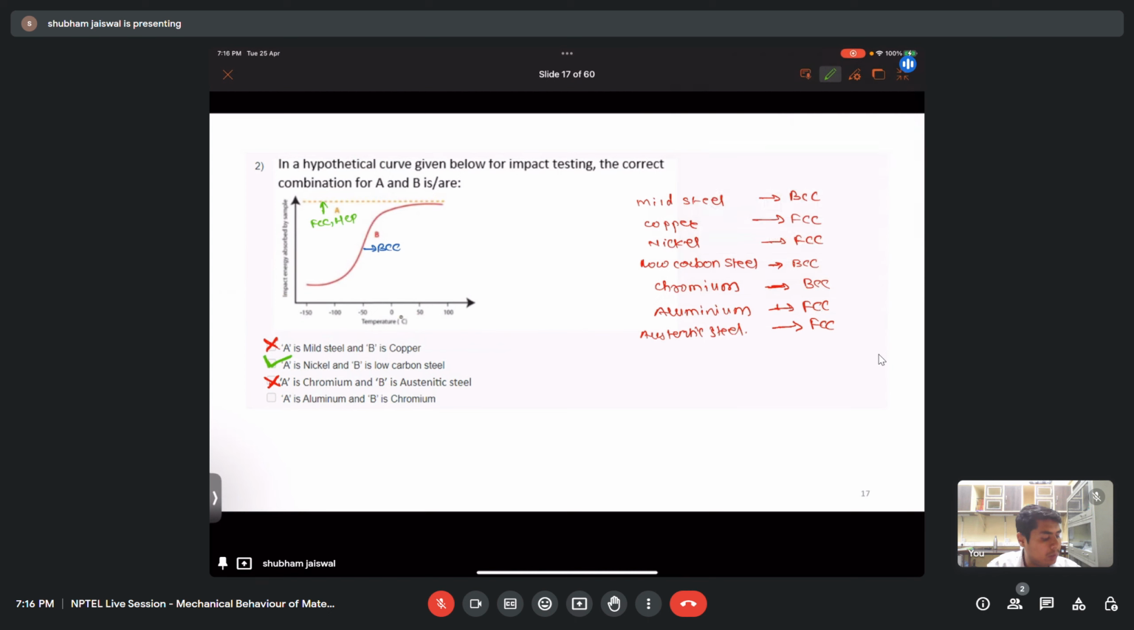Now we have the second part, that is A is aluminium, and aluminium has a FCC structure. So the first part is correct. Then B is chromium and chromium has a BCC structure. So this part is also correct. So this is how you can answer this question.